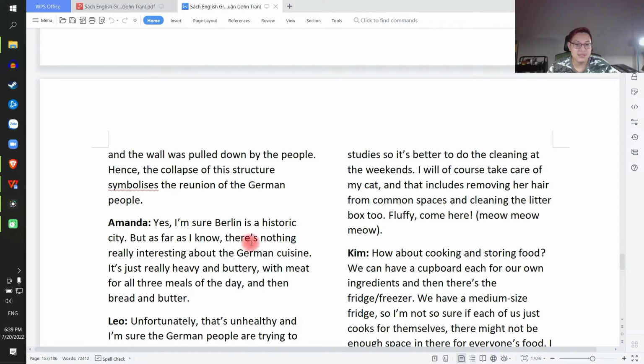But as far as I know, there is nothing really interesting about the German cuisine. It's just really heavy and buttery, with meat for all 3 meals of the day, and then bread and butter. Tôi chắc luôn Berlin là một thành phố quan trọng về lịch sử, nhưng as far as I know, từ trước giờ tôi biết, chẳng có gì thực sự thú vị về cái ẩm thực của nước Đức cả. Nó chỉ thực sự rất nặng nề, đầy bơ sữa vậy đó, với thịt cho tất cả 3 bữa ăn của ngày, và sau đó là bánh mì và bơ thôi.